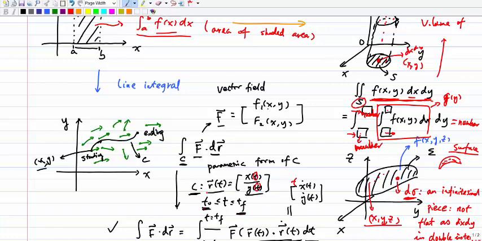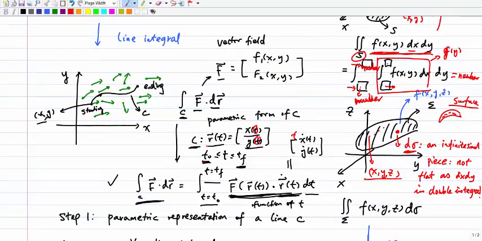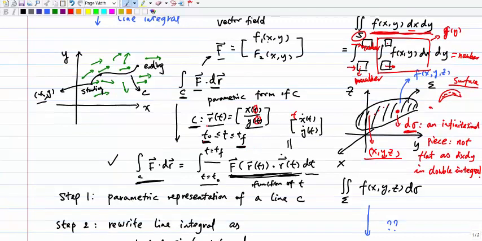However, here it's a little bit tricky because I have d sigma only. D sigma tells me the surface. This little piece could also be curved. So in order to compute this, of course, I don't know. The idea is, let me give you an example of what a surface integral means.